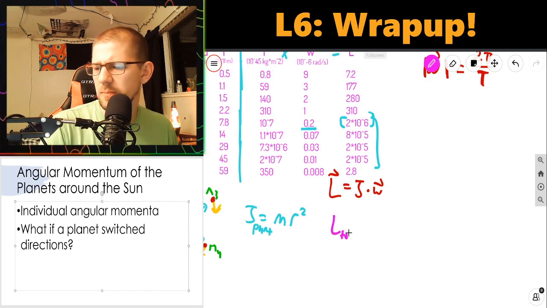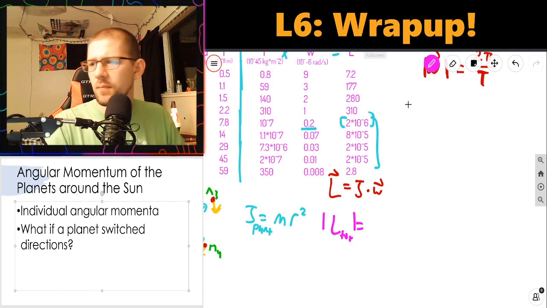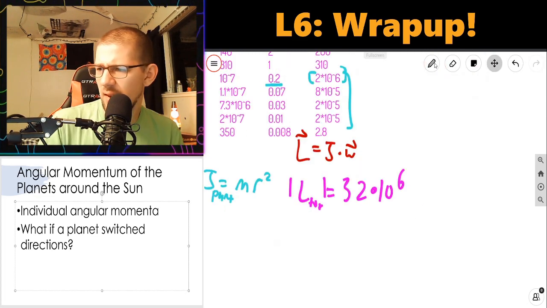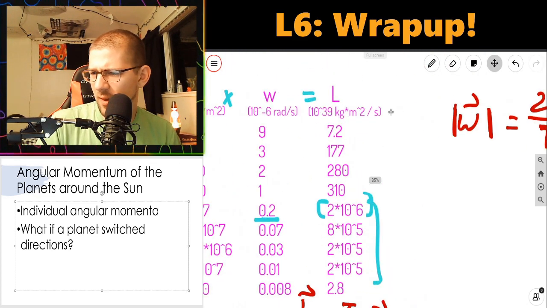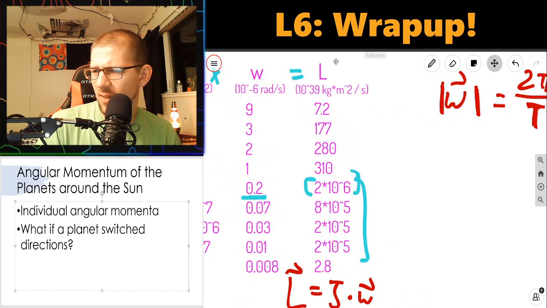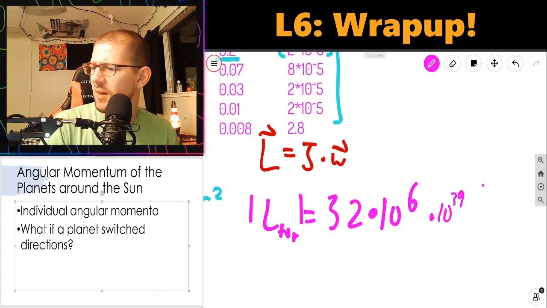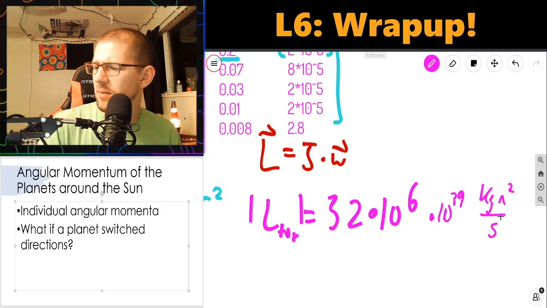L total. So I get something like 3.2 times 10 to the 6th. And then if I compare that with my units up here, okay, cool. So the scaling units here are 10 to the 39th. So times again 10 to the 39th kilogram meters squared per second.